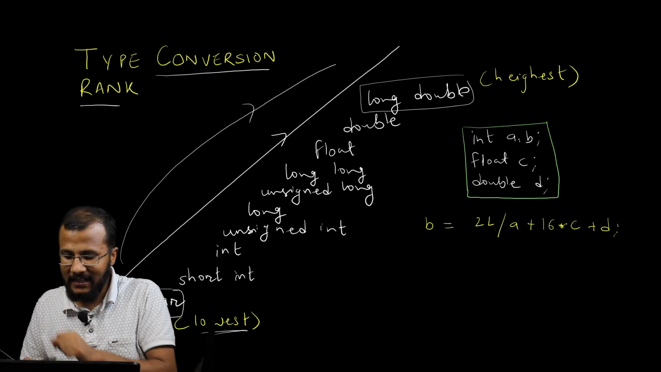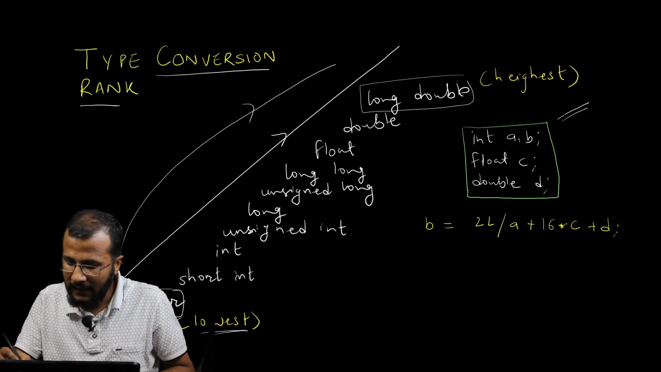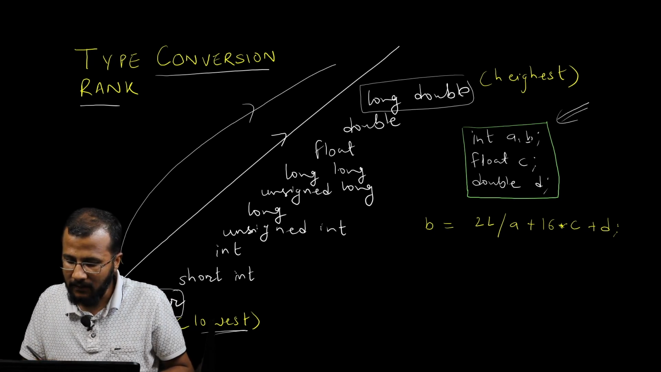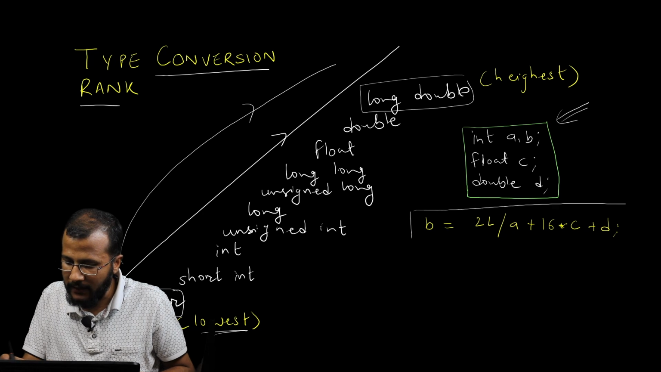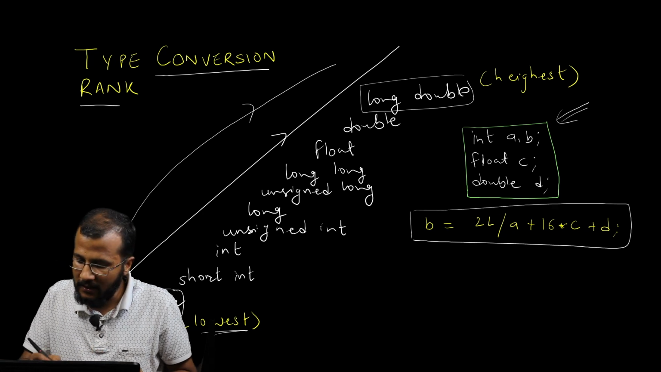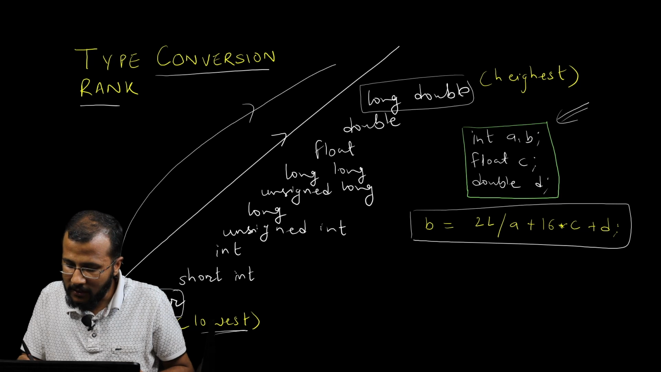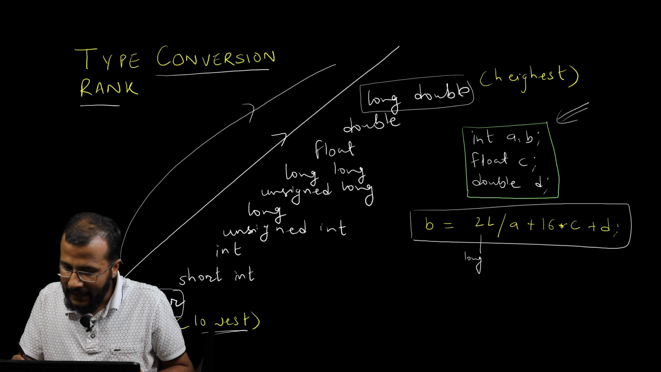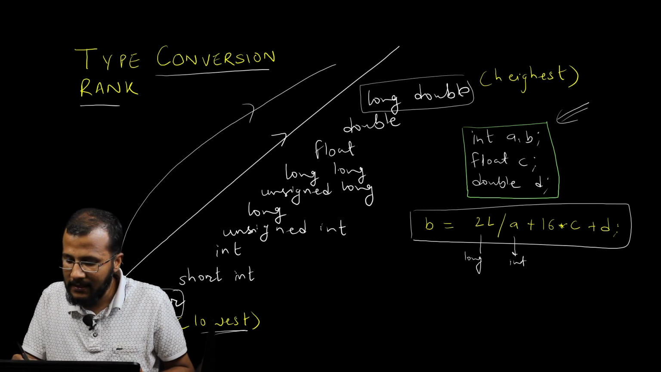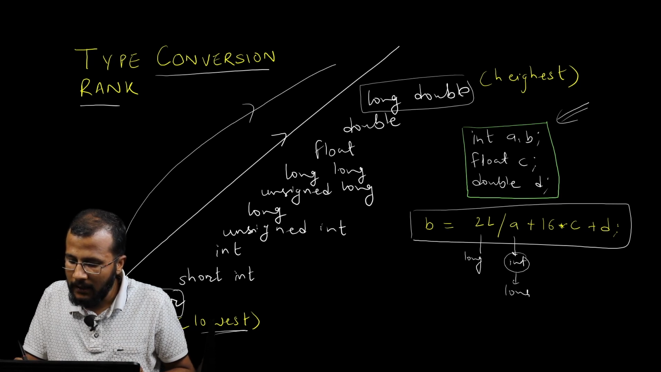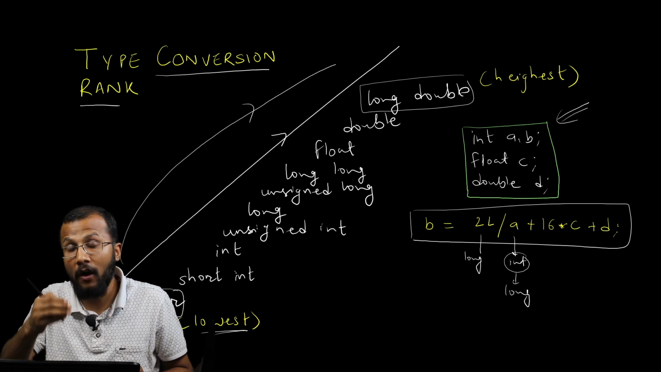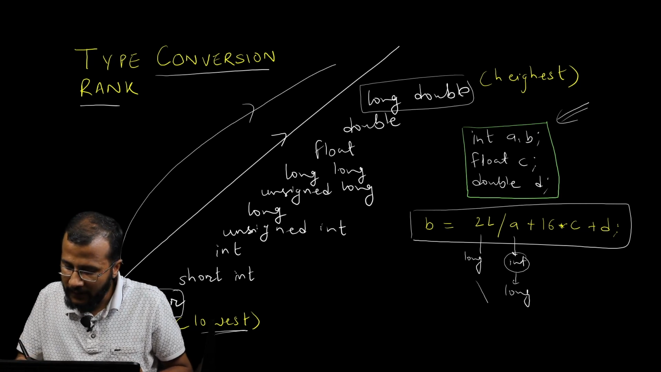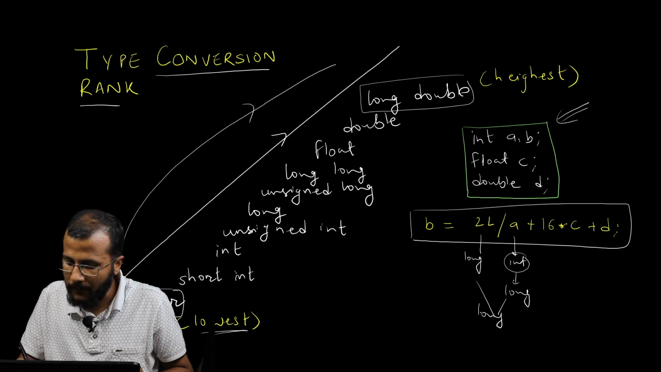Now in this case, there is an example wherein a, b are integers, and this is an expression that is to be evaluated. Let's go from left to right here. This is long, because this is 2L, a long int, and a is int. So this int will be promoted to long because the other operand is long, so it is like long divided by long. So finally the answer of this is also long, correct?